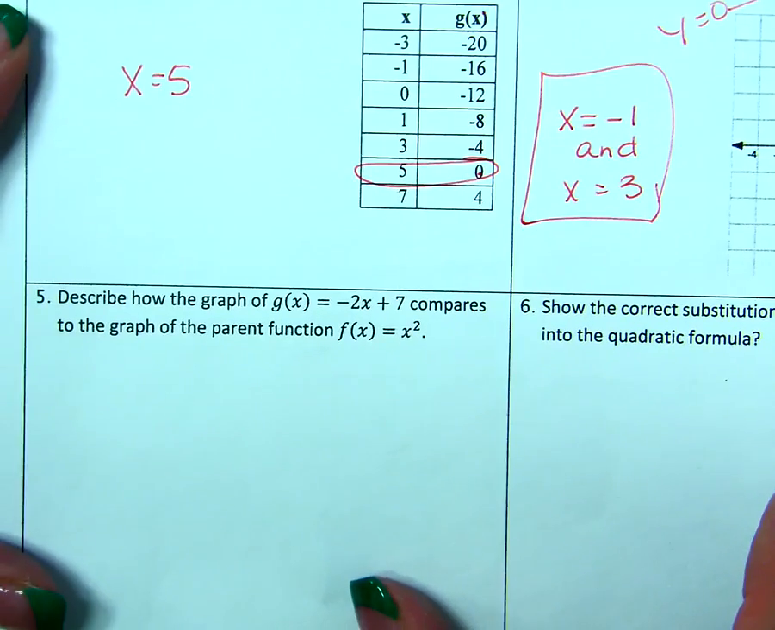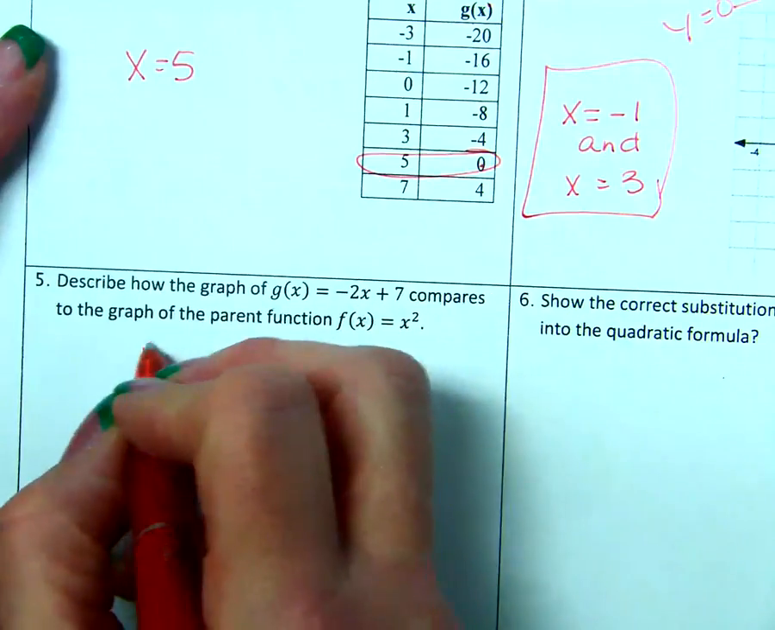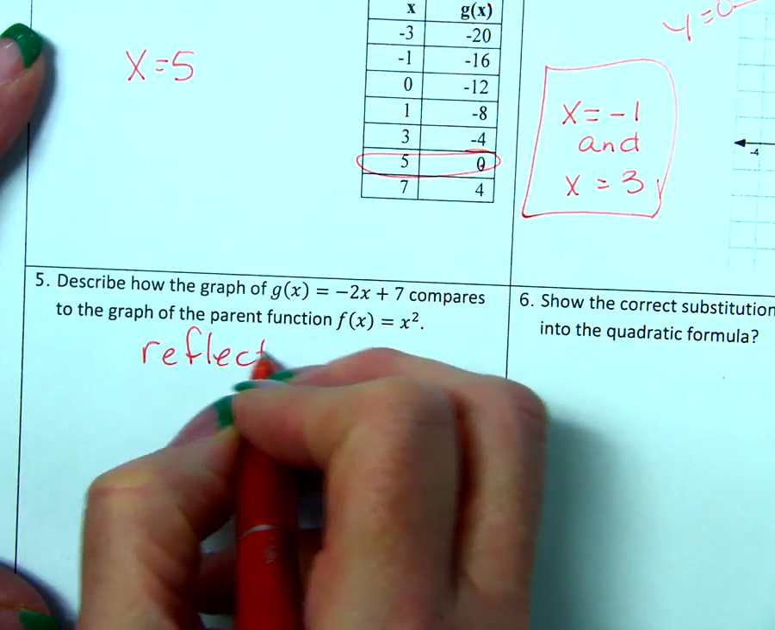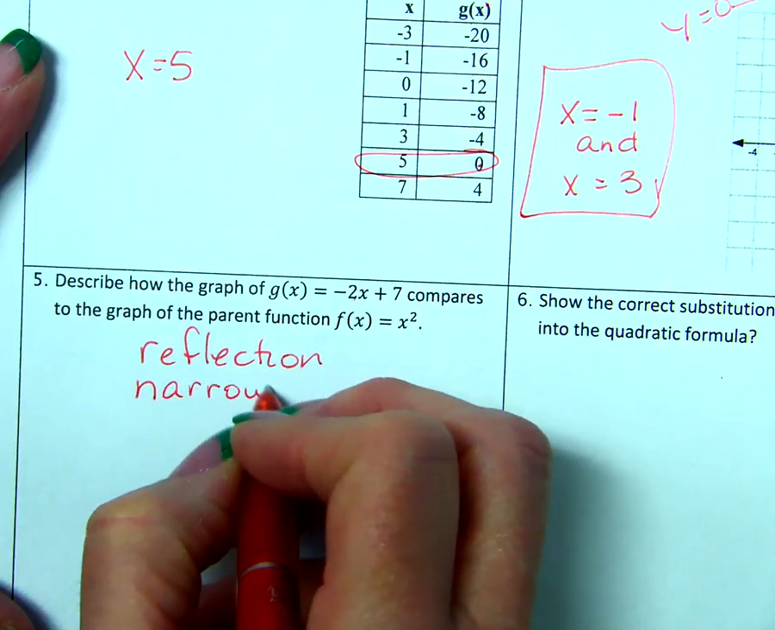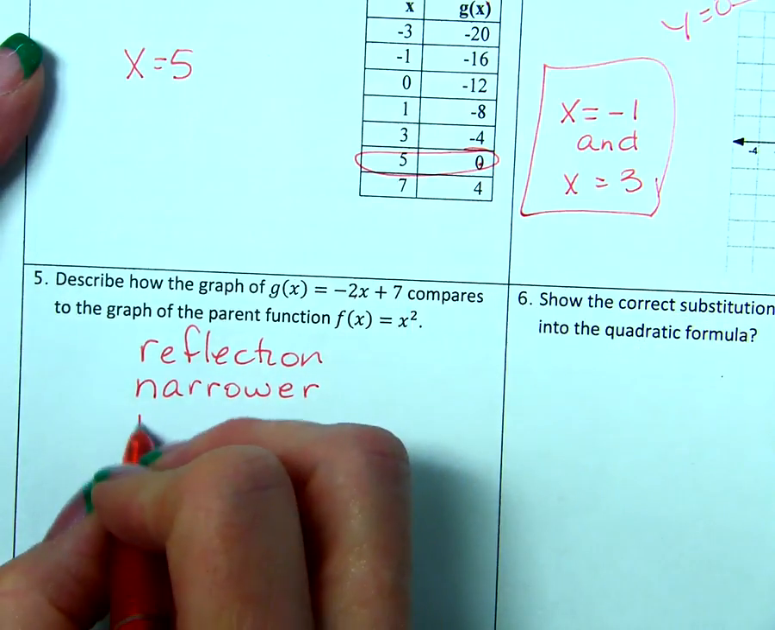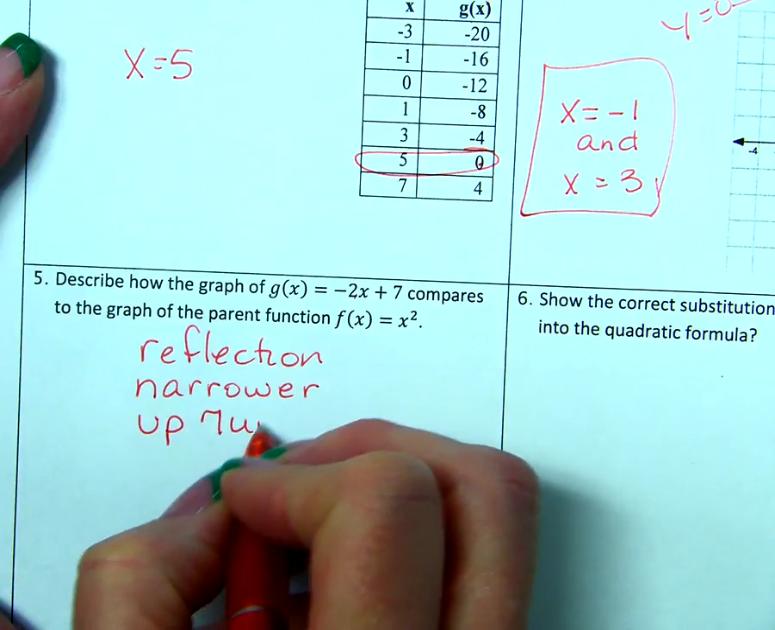For number 5, they want to know what the changes are. The negative sign means we have a reflection. The 2 means it got narrower because it's going to get bigger faster. And the 7 means that we moved up 7 units.